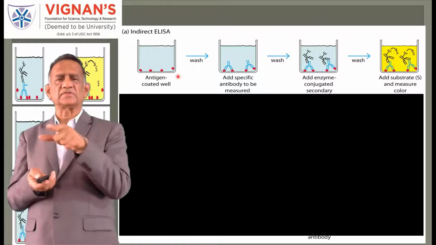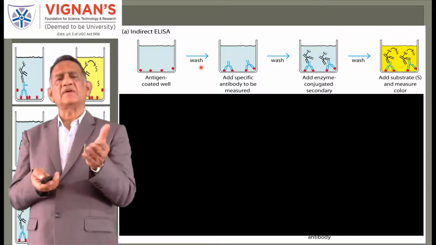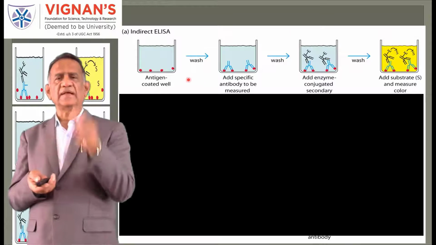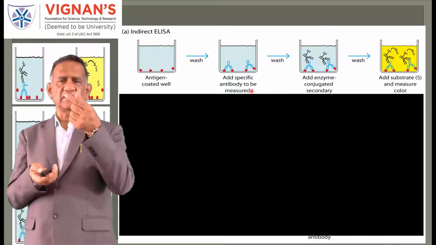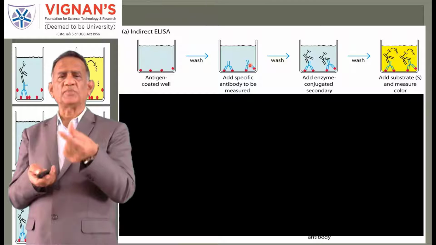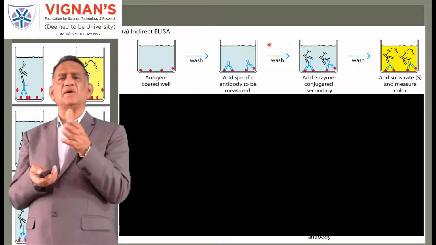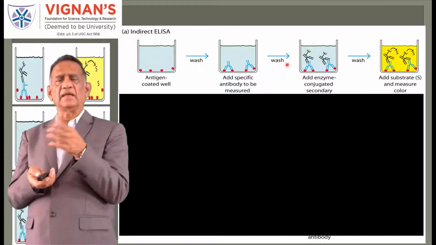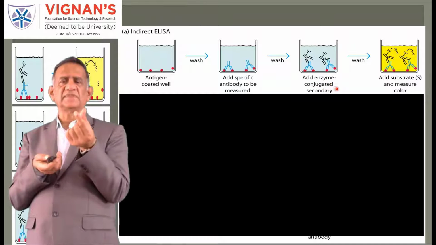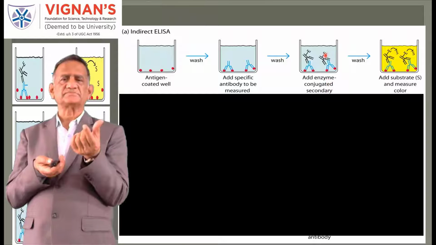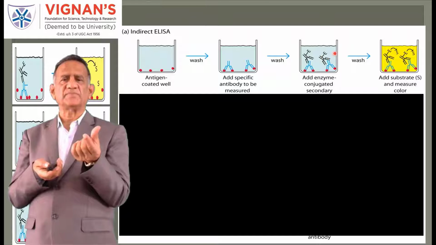So next is the wash. Unbound and uncoated antigens have to be eliminated by wash. Later we add the specific antibody. Antibody will get bound to the epitopes of the antigen. Later again, unbound antibodies need to be removed. Later again we add another antibody with enzyme. Here we use HRP, horseradish peroxidase, and alkaline phosphatase enzymes.